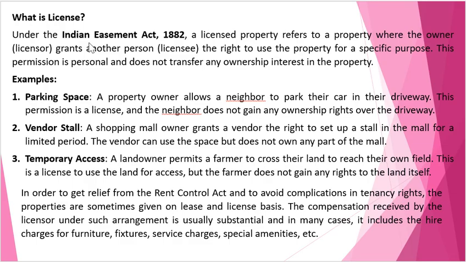So license is under the Indian Easement Act 1882. The first thing you must remember, it is under the Indian Easement Act 1882. It says a licensed property refers to a property where the owner, called a licensor, grants another person, the person to whom the license is granted is called licensee, the right to use a property for a specific purpose.